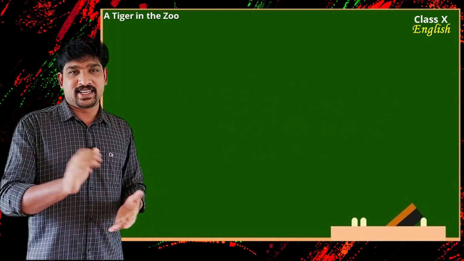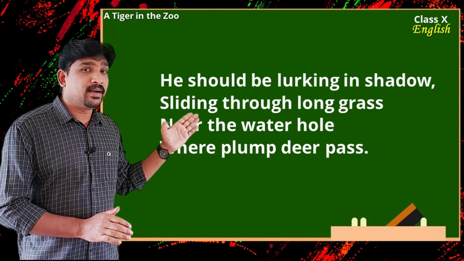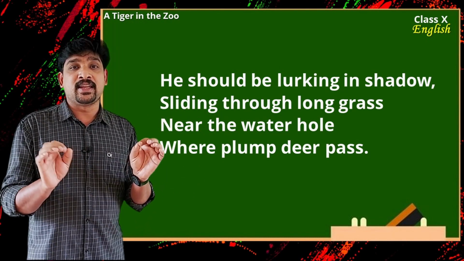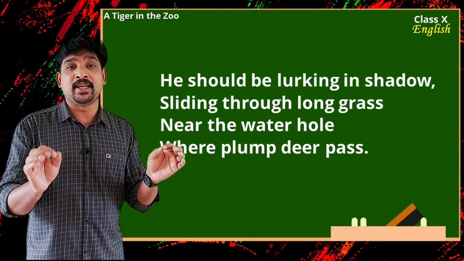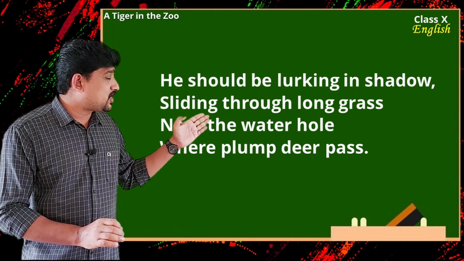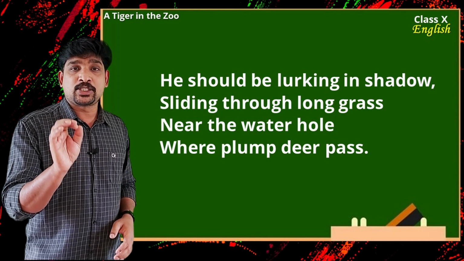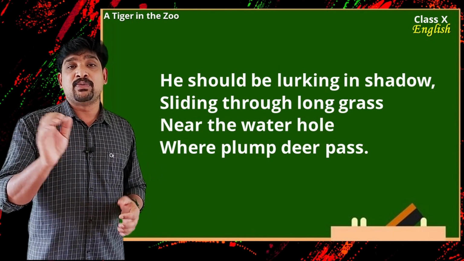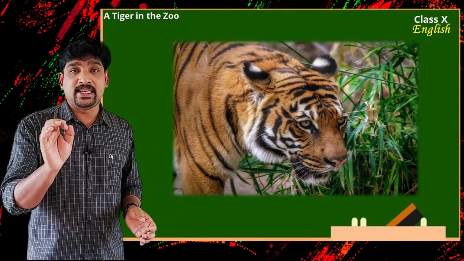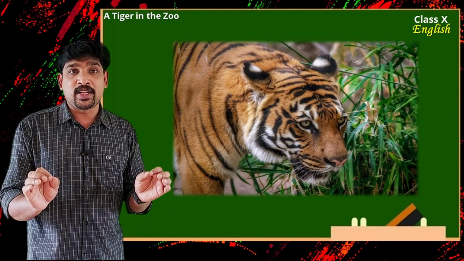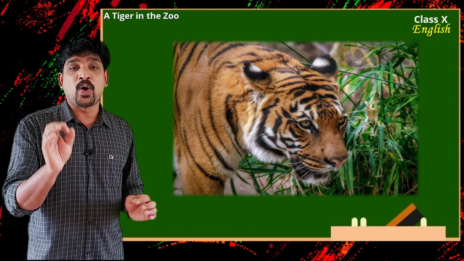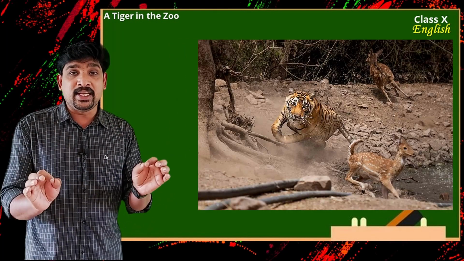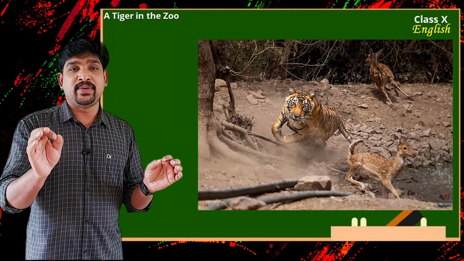Now let us move on to the second stanza. He should be lurking in shadow, sliding through long grass near the waterhole where plump deer pass. In this second stanza of the poem, the poet expresses his opinion about the tiger. He is of the opinion that if this tiger were free, it would have hidden itself behind the long grass near the water bodies where plump or fat deer used to come to drink water, so that it could easily catch the deer and have it as its food.